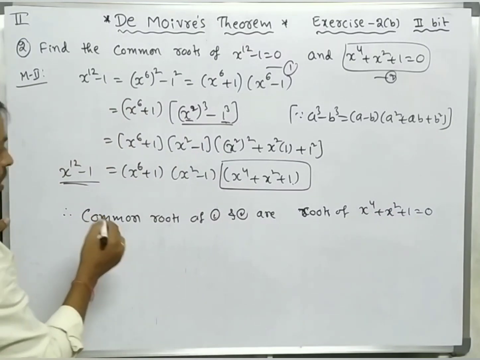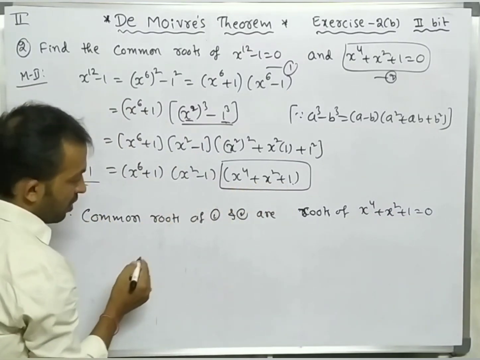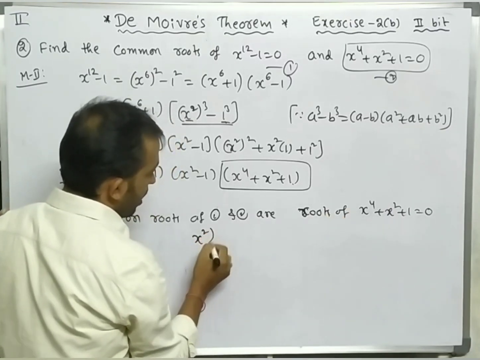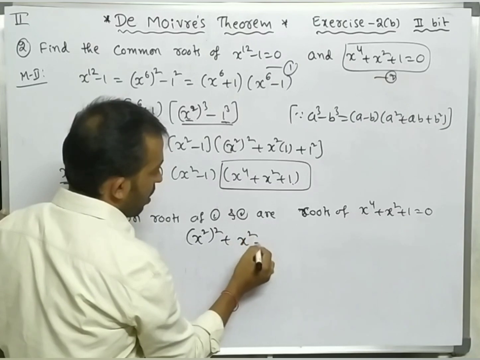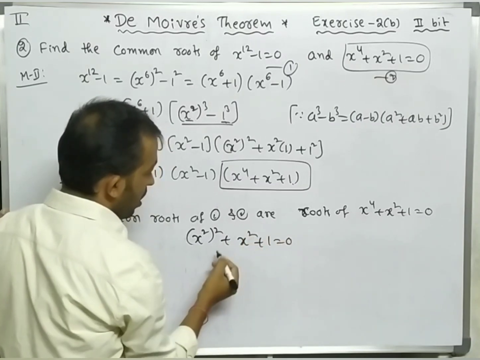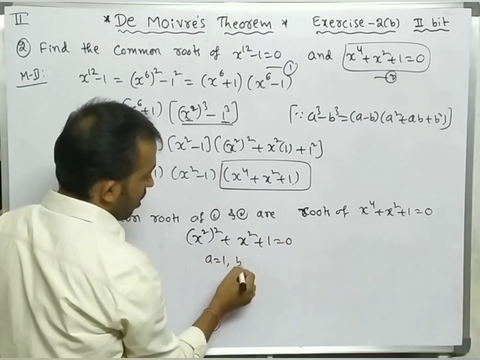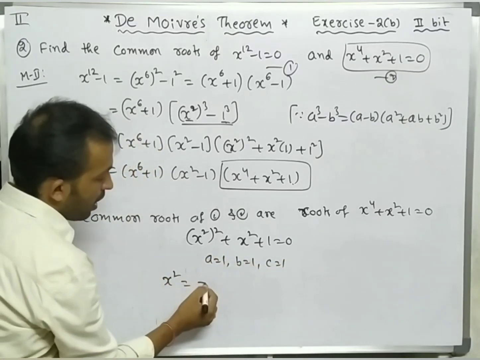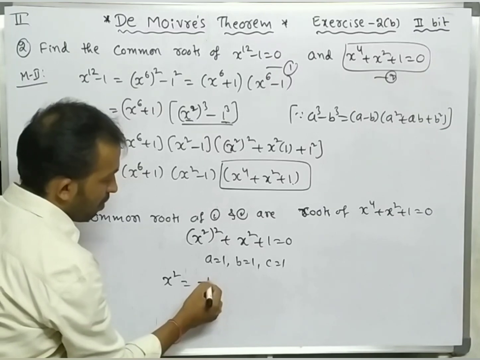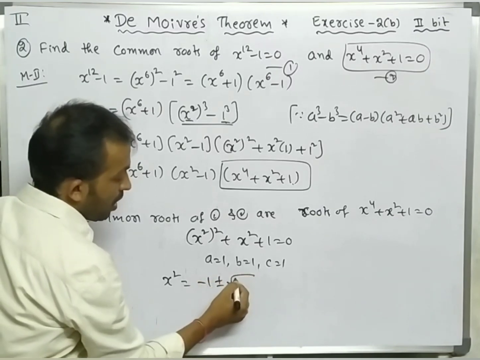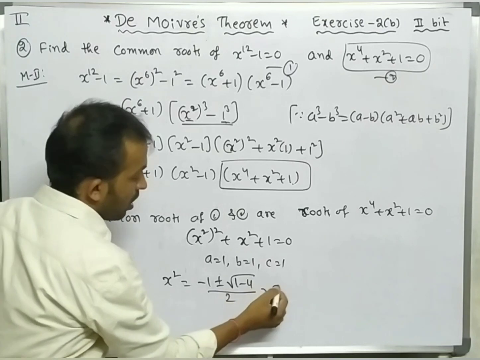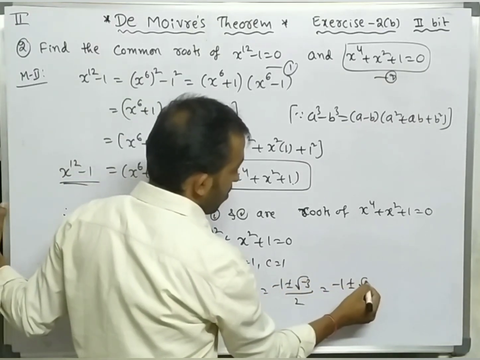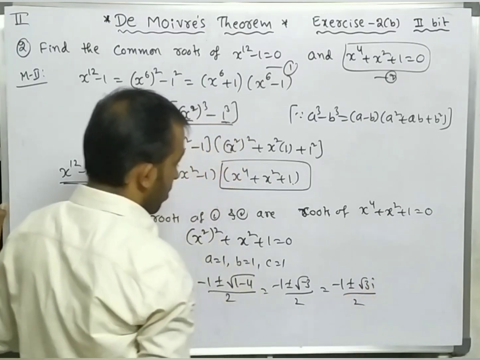Okay, now find the roots of this equation. This can be written as (x square) whole square plus x square plus 1 equal to 0. It is of quadratic equation form. So here x square is equal to minus b plus or minus root of b square minus 4ac, by 2a, that is minus 1 plus or minus root of minus 3 by 2, that is minus 1 plus or minus root 3 i by 2.